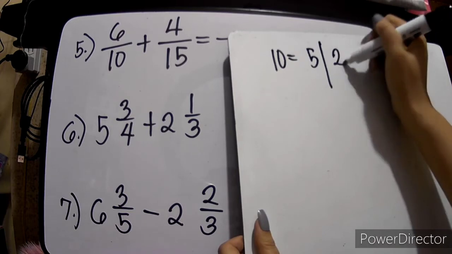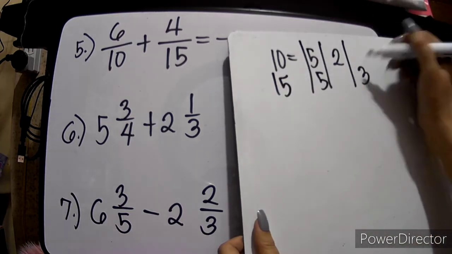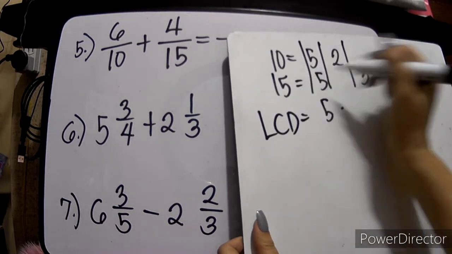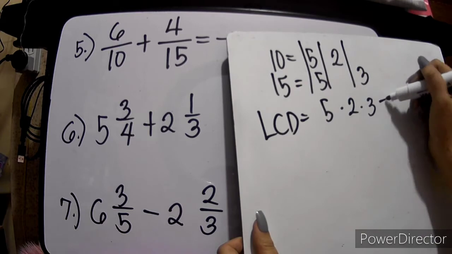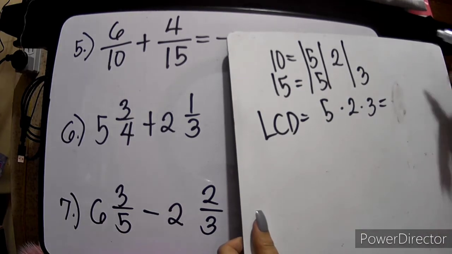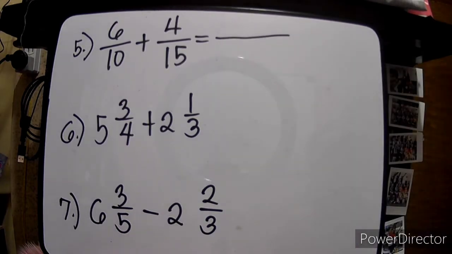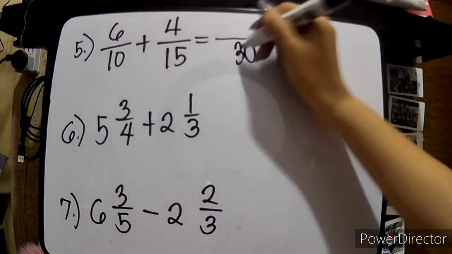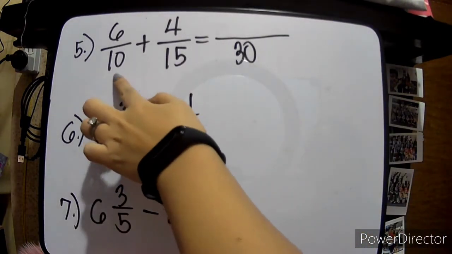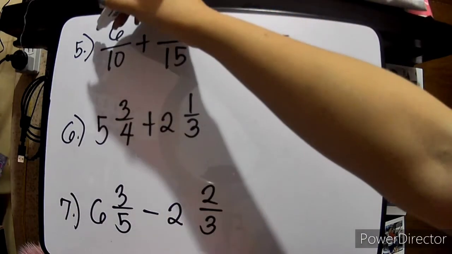Pero ipapakita ko lang na mabilis sa listing method. So, 10 is 5 times 2, then 15 is 5 times 3. Kaya, 5 times 2 times 3, that is 30. Okay, 30. And then, we will be dividing it. So, 30 divide 10. That's 3.